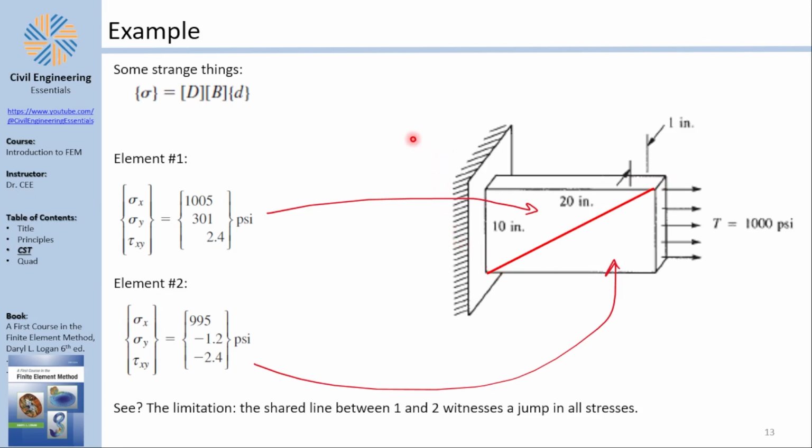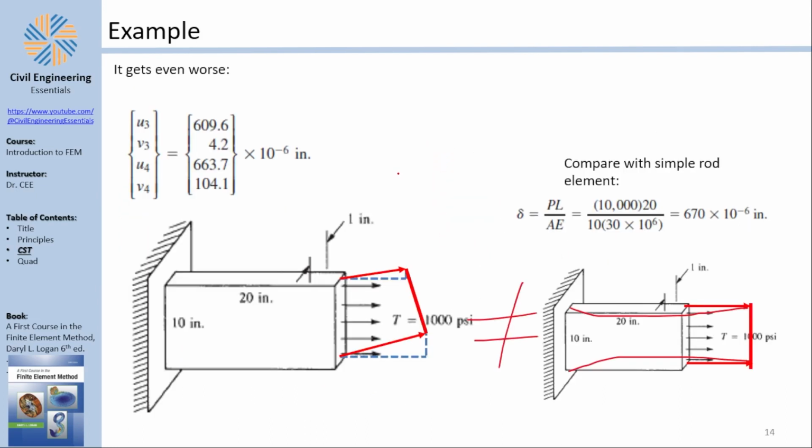If you think this is weird and bad, it gets even worse. So to make it even worse, I want to talk about the displacements. You see, U3 and U4 are not equal, and V3 and V4 are unacceptable. Allow me to explain why I'm supposed to have U3, U4 the same, and V3, V4 somehow related.